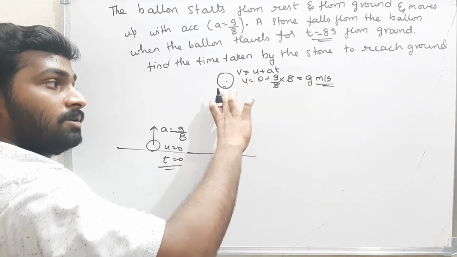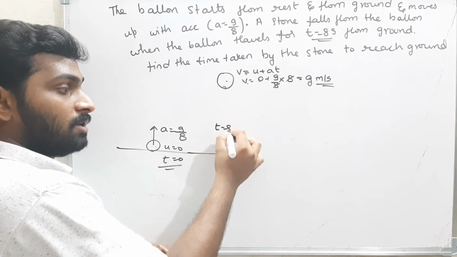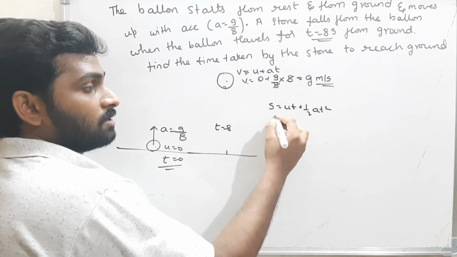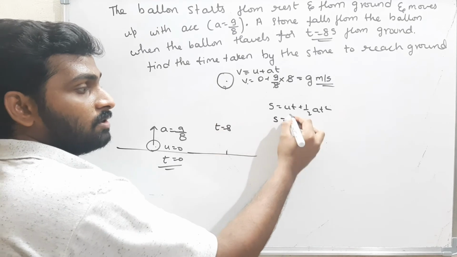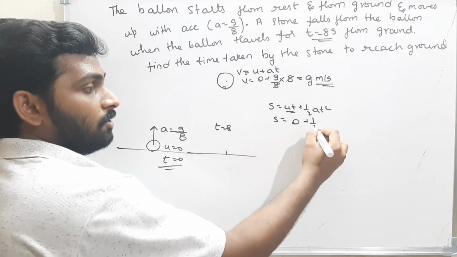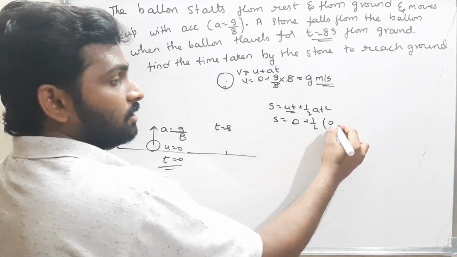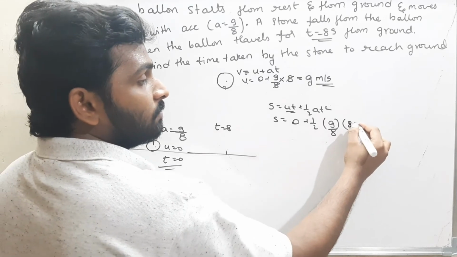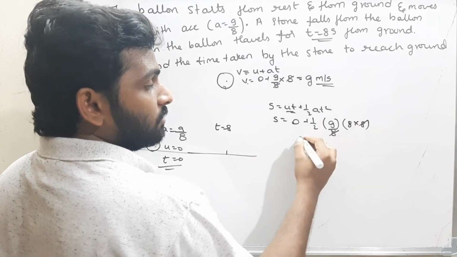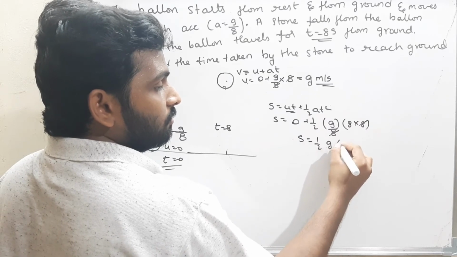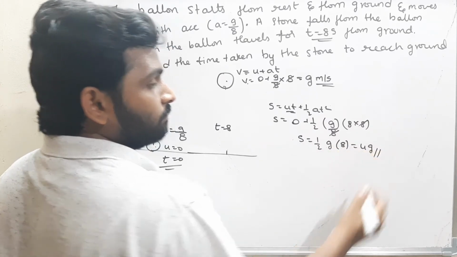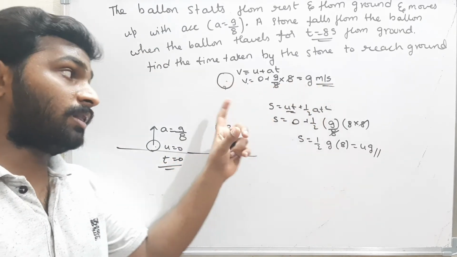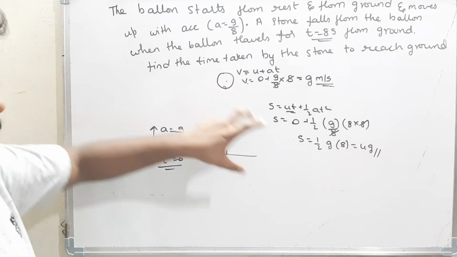Now at what height is the balloon at that time? In time t is equal to 8 seconds, what is the distance traveled by the balloon? S is equal to ut plus half a t square. S is nothing but the height of the balloon. The initial velocity is 0, plus half into the acceleration g by 8 into the time 8 square, which is 8 into 8. Therefore 8 cancelled, S is equal to half into g into 8, that is 4g. The velocity of the balloon after 8 seconds is g meters per second, and the height of the balloon after 8 seconds is 4g.